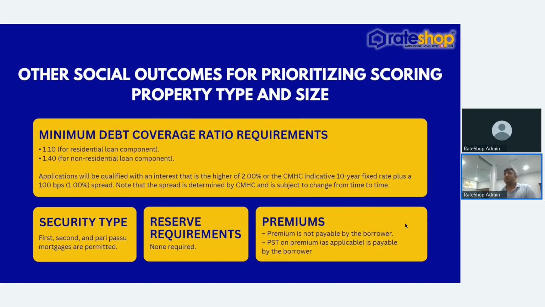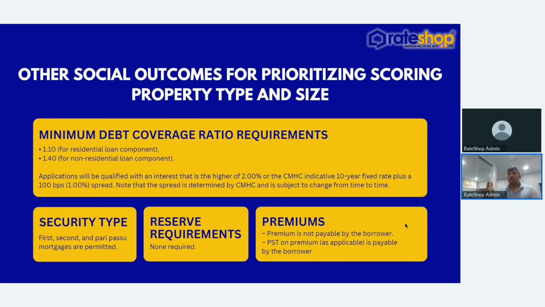The applications are qualified with an interest rate that is higher than 2%, so stress testing applies to it. However, you'll notice that the amortization is much higher, so there's a little bit of an impact on that. The spread is determined by the CMHC. The spread is essentially the difference between what the going rate is for BOC and what the lender can actually charge. So if the lender wants to lend at that specific spread, they're going to allow for that to happen.